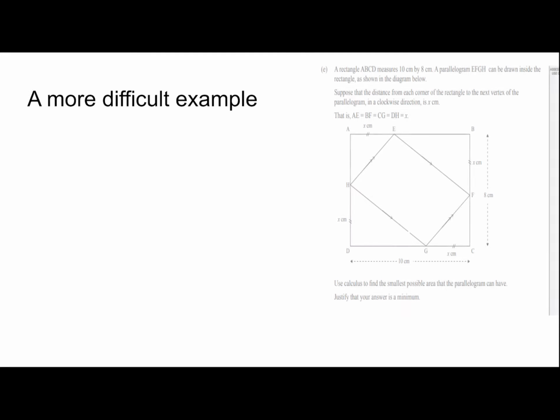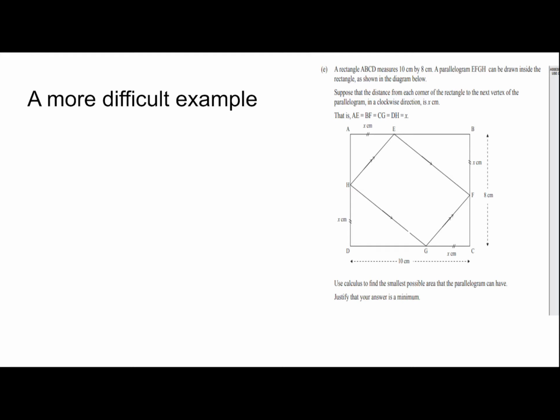Now I have a bit more of a difficult example here. This is a past NCEA paper. A rectangle ABCD measures 8 by 10. A parallelogram EFGH can be drawn inside the rectangle as shown in the diagram below. Suppose the distance from each corner of the rectangle to the next vertex of the parallelogram in the clockwise direction is x centimeters. That is, AE equals BF equals CG equals DH equals x. Use calculus to find the smallest possible area that the parallelogram can have. Justify your answer as a minimum.